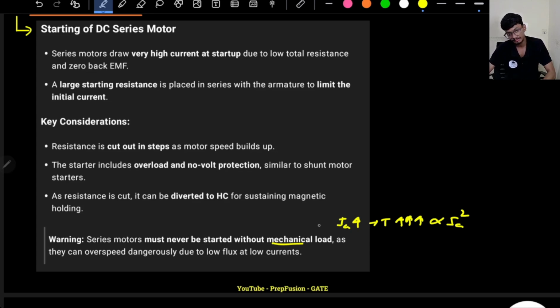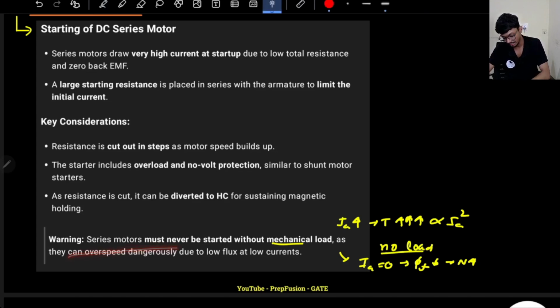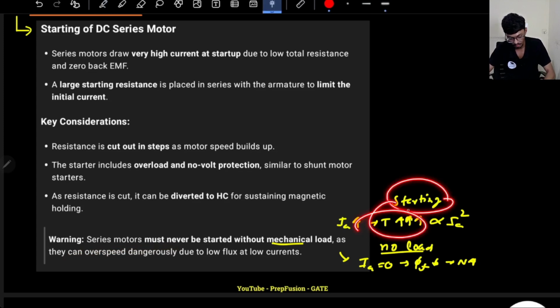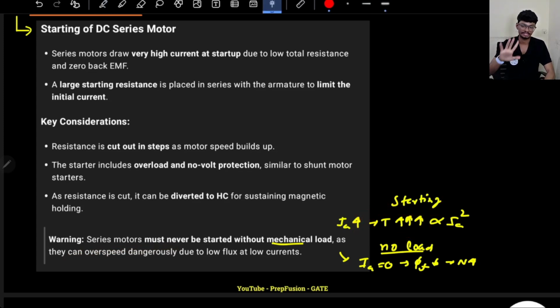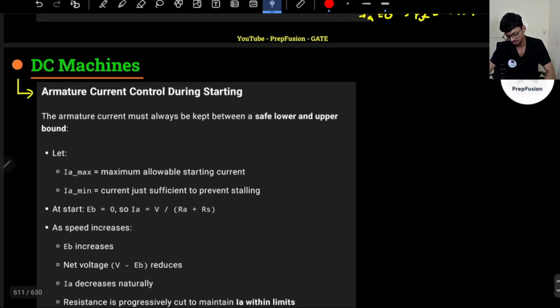Now at no load, what happens? No load means the armature current will be zero. If armature current is zero, my flux also will be very low, and then the speed will be very high. So these are the two drawbacks. We cannot use our DC series motor at no load; it is never recommended. And during starting as well, if no mechanical load is connected, torque will be huge, so it will accelerate at a very fast rate that can damage the components of the machine. So these are the two drawbacks.